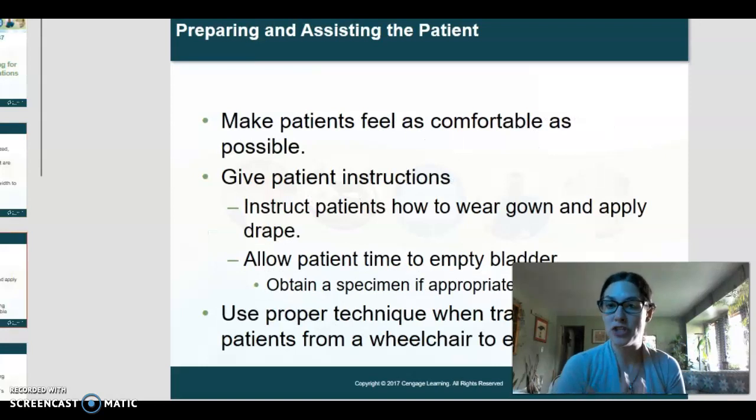You want to make your patients feel as comfortable as possible, so you want to make sure you're giving your patients direct instructions. Instruct them how to wear the gown and apply the drape if it's for a female, a male, for a physical or an annual wellness visit. Sometimes the doctor will say, leave your underwear on, just gown up. Okay. Whatever your physician wants, you need to ask.